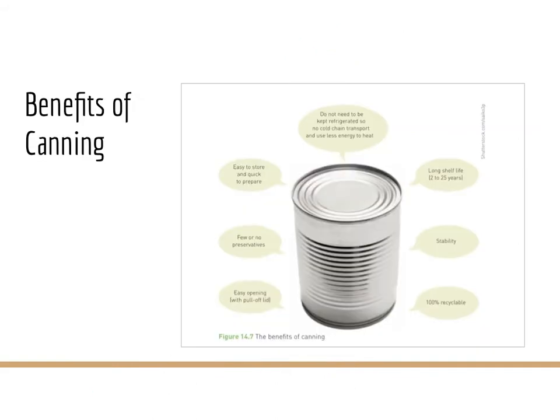The benefits of canning are furthermore shown through this image. We've looked at stability, we've looked at the fact that they do have a long shelf life, a minimum of 2 years, but there are furthermore other benefits of canning shown here. They don't need to be kept refrigerated, so it does use less energy in the supply chain and in transport. So canned foods don't need to be transported on refrigerated trucks and freight. They are easy to store and very quick to prepare. There are few preservatives in a can.